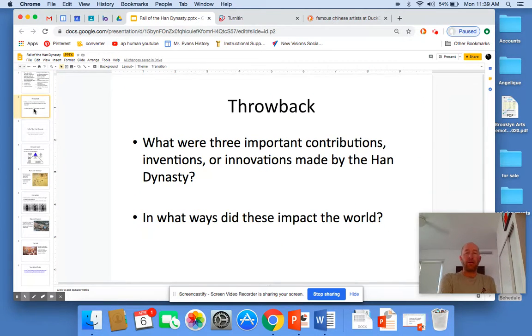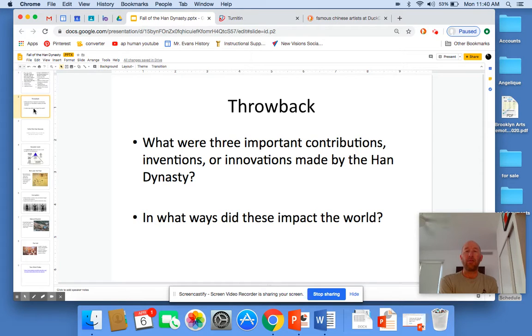All right, throwback. Three important contributions, inventions or innovations made by the Han Dynasty. And so if you remember from yesterday's notes, we had the invention of paper, which revolutionizes how books are made and how money and currency is used. We had the innovation of the water wheel, using the natural energy, or Mother Nature's energy, to do the work for us.